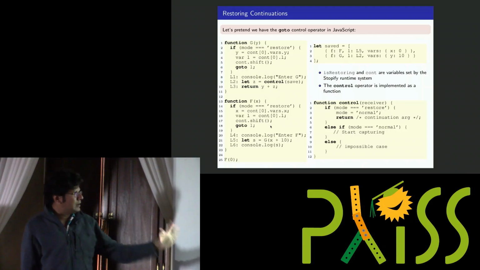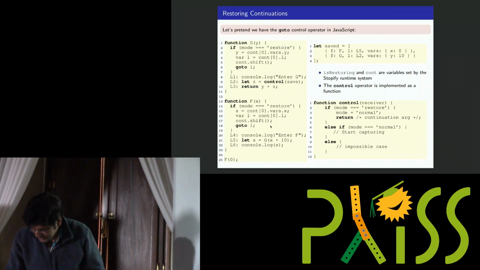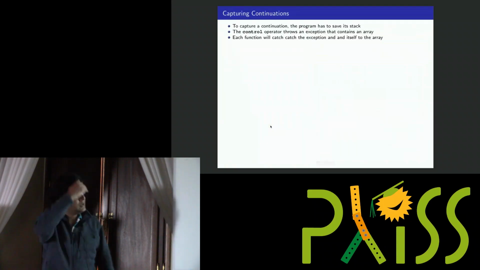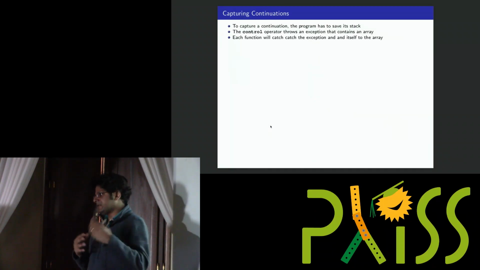Okay, so at this point we have JavaScript with gotos. Let's just ignore the gotos for a moment. Just pretend that that's okay. We'll get back to how we actually pull that off. Okay, so here's how we capture continuations. So to capture a continuation, the program has to save its stack.